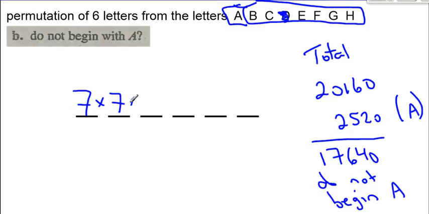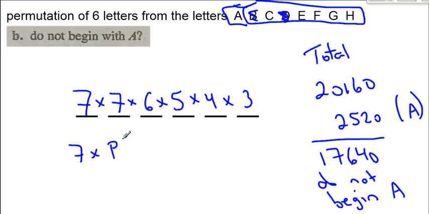Then once I start filling in the rest, now I just say, okay, now there's 6 more letters available, 5 more letters, 4 more letters, and 3 more letters. So you could say that it's 7 times P7, comma 5, or just do that multiplication, and you should get the same answer, which is 17,640. So because we'd already done part A, this one, the complement method, was pretty fast, but this method is not that much more work.